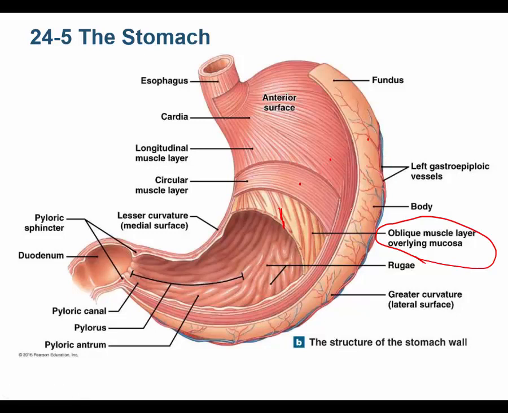So the muscularis externa is a little bit different in the stomach. It has the extra oblique layer. The most internal layer is the oblique layer.